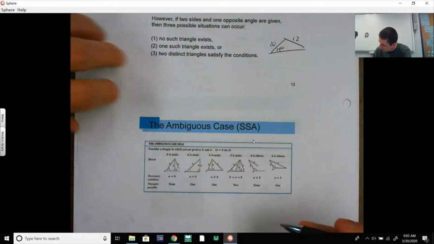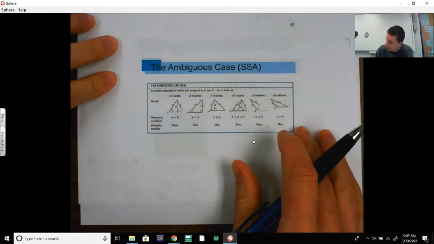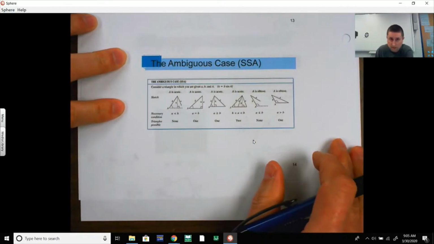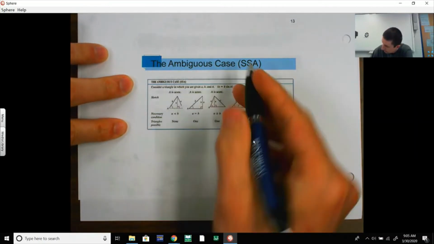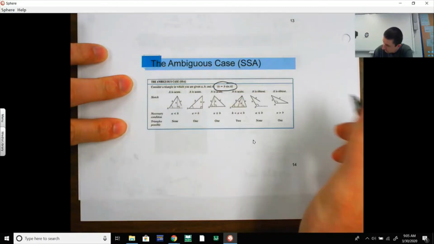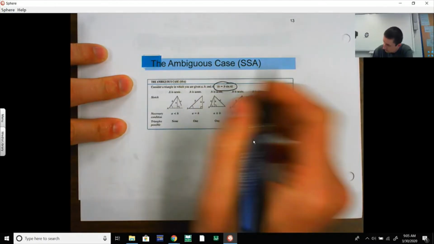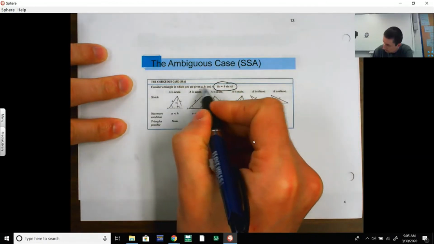So what you have to check on is the height. And this table right here is what you want to take a screenshot of. Make sure you have it. You can pull it up on the notes from the Google Drive. Okay. H is B times the sine of A. So if you're given A, B, and an angle, 2 sides and an angle.